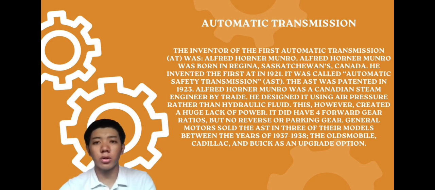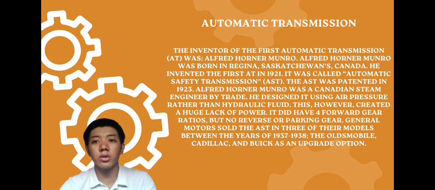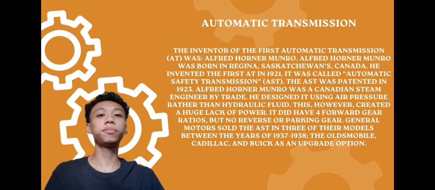Alfred Horner Munro was born in Regina, in Canada. He invented the first automatic transmission in 1921. It was called Automatic Safety Transmission or AST. The AST was patented in 1923. Alfred Horner Munro was a Canadian steam engineer by trade. He designed it using air pressure rather than hydraulic fluid.